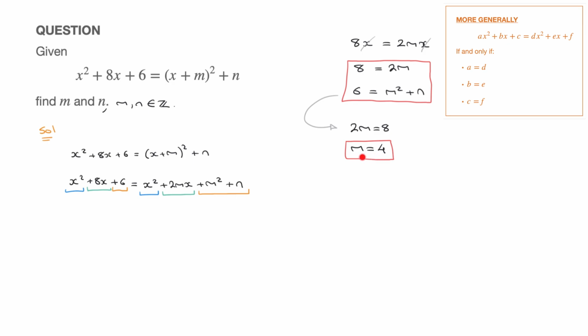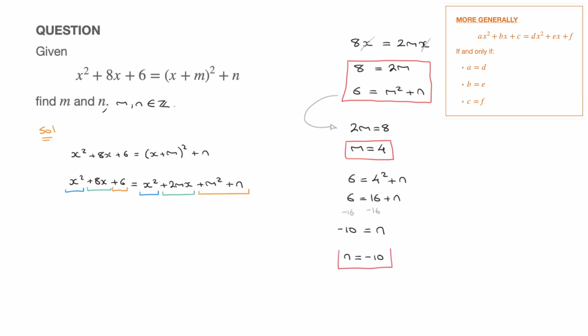Now, using the fact that m is equal to 4, I turn to the second equation we have here. So that was 6 equals m squared, so that will be 4 squared plus n. In other words, 6 is equal to 16 plus n, and so subtracting 16 from both sides of this equation, I'll subtract 16 from both sides, we obtain 6 minus 16 on the left-hand side, so that's negative 10, which equals 16 minus 16 plus n, so that's just n. Finally, n is equal to negative 10.